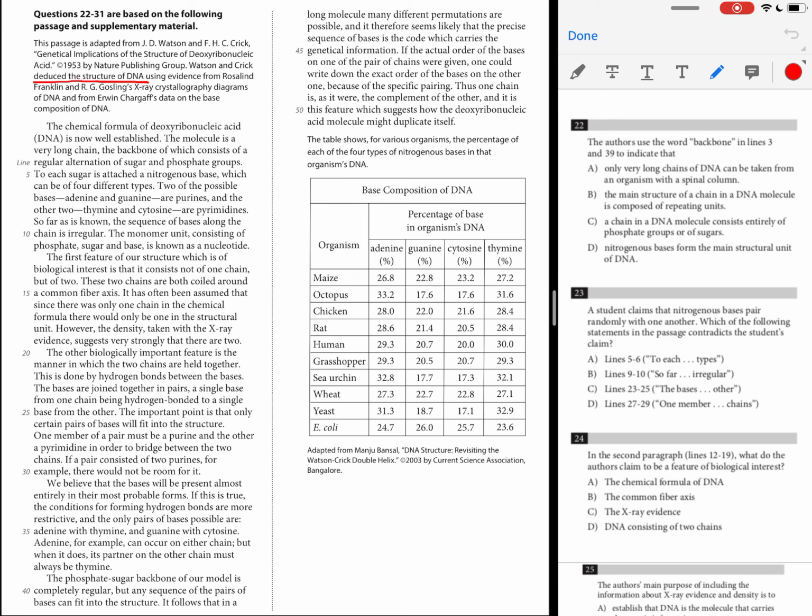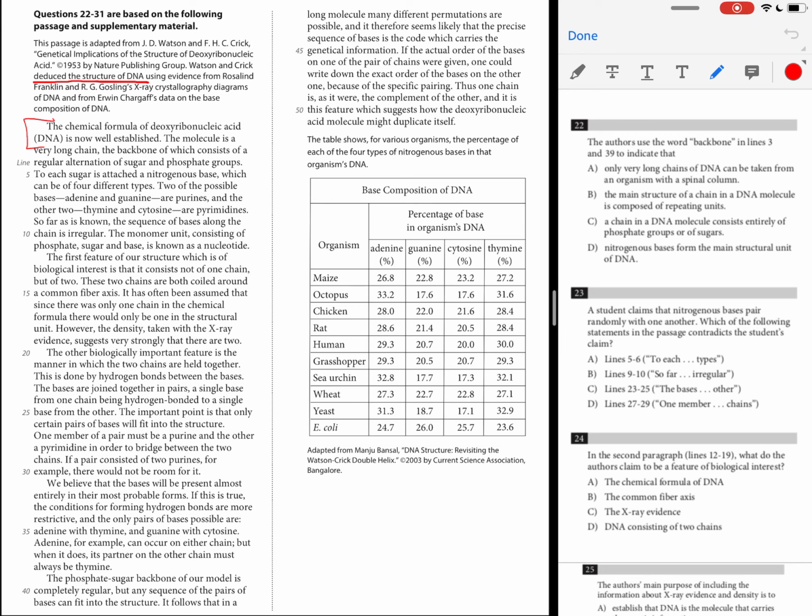And so the first thing I'm going to need is my thesis. Usually the thesis is the last sentence of the first paragraph, but it can also be the first one. And so if I just glance at the first line, the chemical formula of DNA is now well established. Instantly I can see, okay, that's going to be what they're talking about, probably. I can check that at the end they're still talking about it. Not exactly, but it's still related to DNA. I know this is all going to be about DNA, the structure of DNA. And so I'm just going to use that as a temporary thesis.